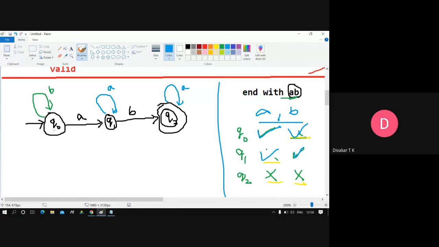Shall we read this string now? I'm in Q0. Q0 to Q1, what is the symbol? A. From Q1 to Q1, what is the symbol? A. From Q1 to Q2, what is the symbol? B. Now from Q2 to Q2, what is the symbol? A. Now someone tell me whether it's valid or invalid. Invalid. So that's why a self loop is not possible in this position, guys.